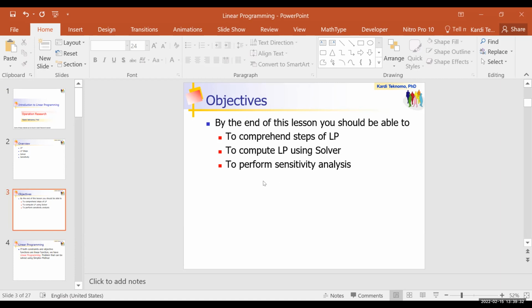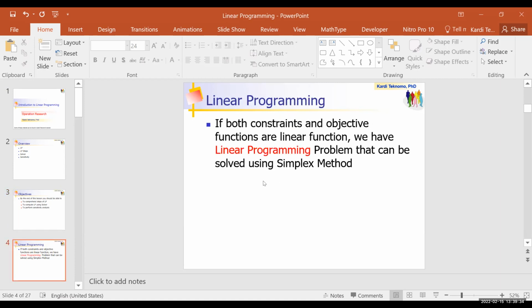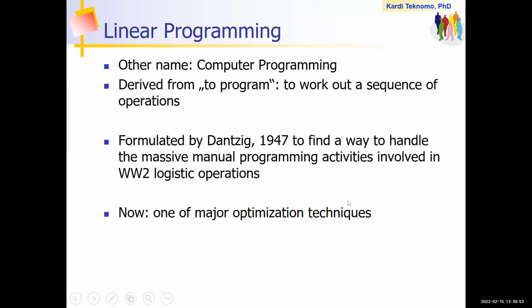You're supposed to perform sensitivity analysis, but I will not put it here. Anyway, if your constraint and objective function are both linear functions, then you have what is called a linear programming problem. Then you can solve it using the simplex method, right? It was formulated in 1947, and they actually used it during World War II.